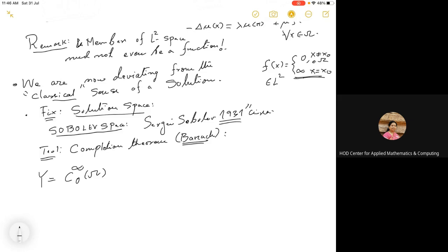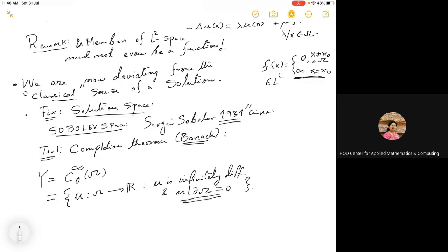So this consists of all those functions u from omega to R, real valued functions, such that u is infinitely differentiable, and u on the boundary vanishes. So you can see that the space now has some kind of requirement which the PDE also requires. So we can find a common interest between functional analysis and PDE. The space itself has that structure built in.